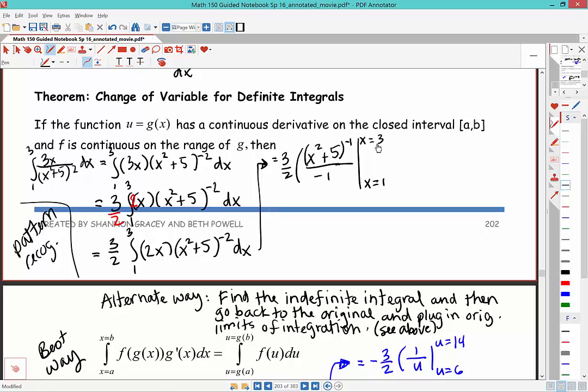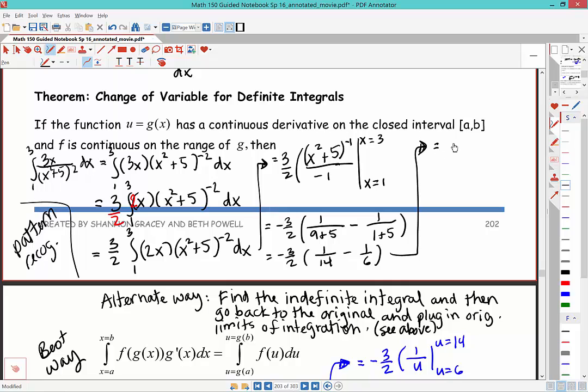So that's going to give us negative 3 halves times, actually I'm going to say 1 over 9 plus 5 minus 1 over 1 plus 5. Oh, and look what you get. You get negative 3 halves times 1/14 minus 1/6, and we know that that is equal to what we got down there, right? Which is a seventh. Okay, so far?